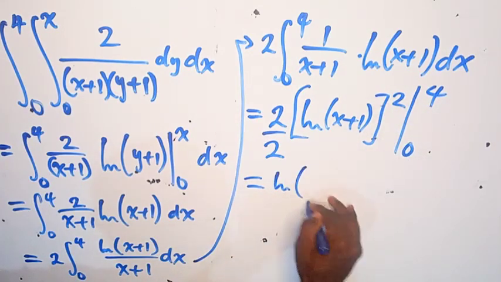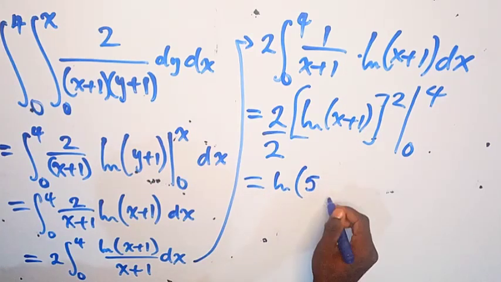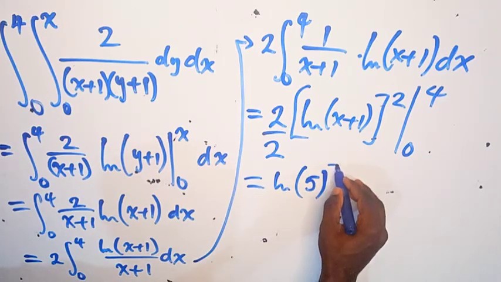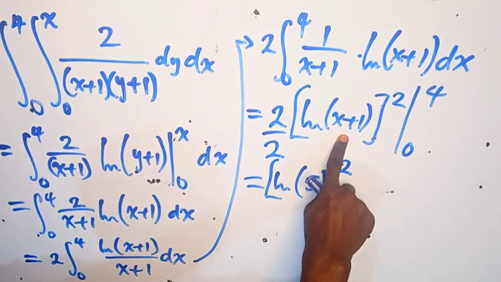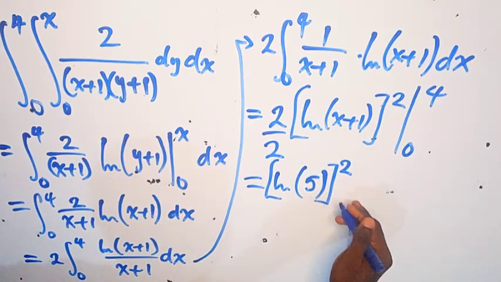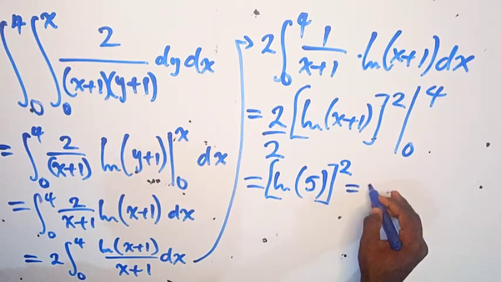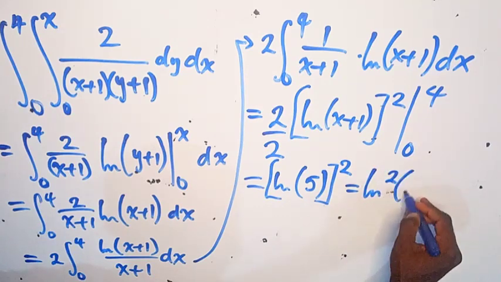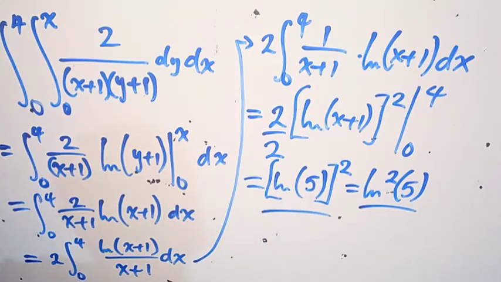We're going to have the natural logarithm of 4 plus 1, which is just 5. So we have 5 there, and then we square that. Then we substitute 0. That will just be the natural logarithm of 1, which is 0. So this right here is a nice place to stop. You can just say the natural logarithm of 5 raised to the power 2, or you can write it as natural logarithm squared of 5, whichever one is convenient. So this right here is it.